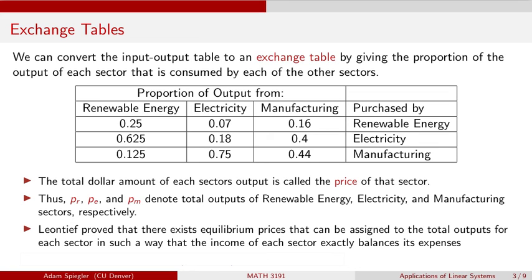And Leontief proved that there exist equilibrium prices that can be assigned to the outputs for each sector. What we mean by equilibrium in this sense is that the total income, the total amount that that sector produces, in other words the price of that sector, perfectly balances out its expenses. He was able to find this equilibrium by setting up and solving a system of linear equations. So in the next couple of slides, in the next video, we're going to set up the system of equations for this economic model, and we're going to find the equilibrium for this economy.